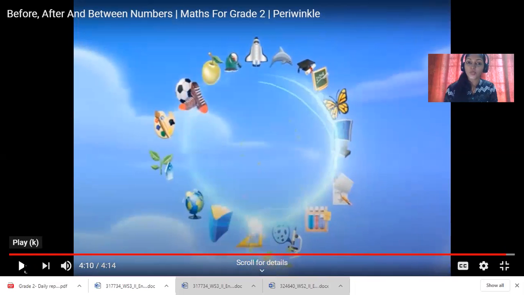So that was the video about before, after and in between numbers, right? Okay, so I'm sure you have understood what is before number. Before number means we have to always do the backward counting, the number that comes before the number. After number means we have to do forward counting, that means the next number. Between number is a number that comes in between two numbers.